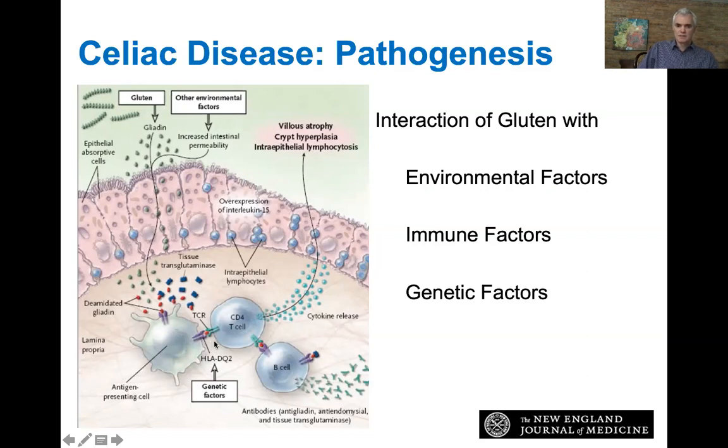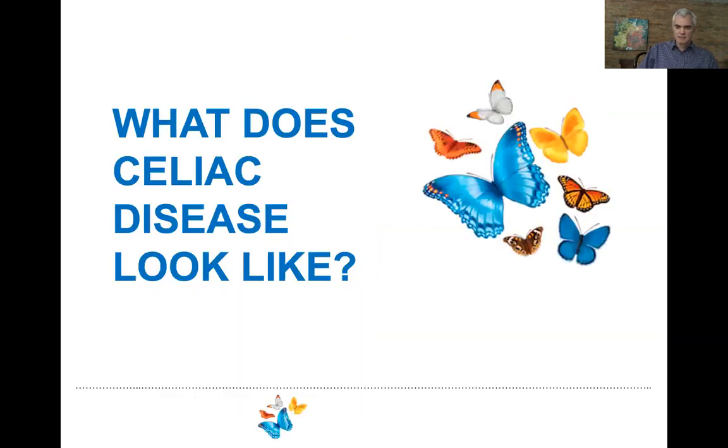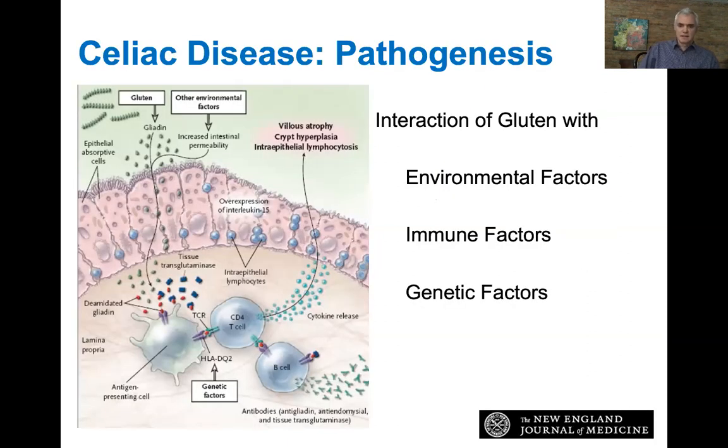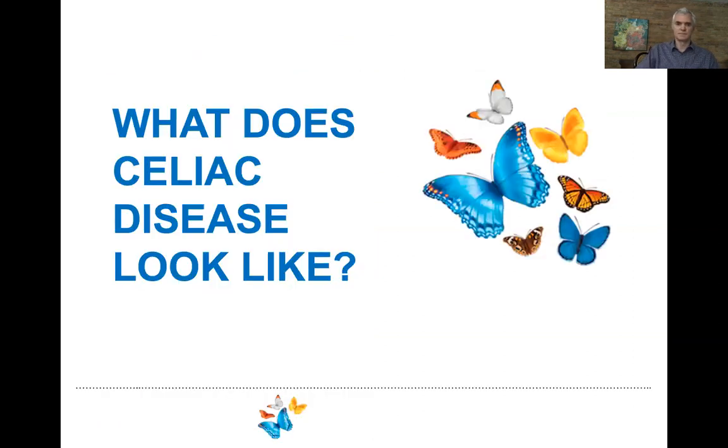The bound receptors activate CD4 T cells that then elicit cytokines that cause damage to the lining of the small intestine. In addition, B cells are activated to develop antibodies against gliadin, the endomysium, and tissue transglutaminase. And these antibodies can be used in screening for potential celiac disease.